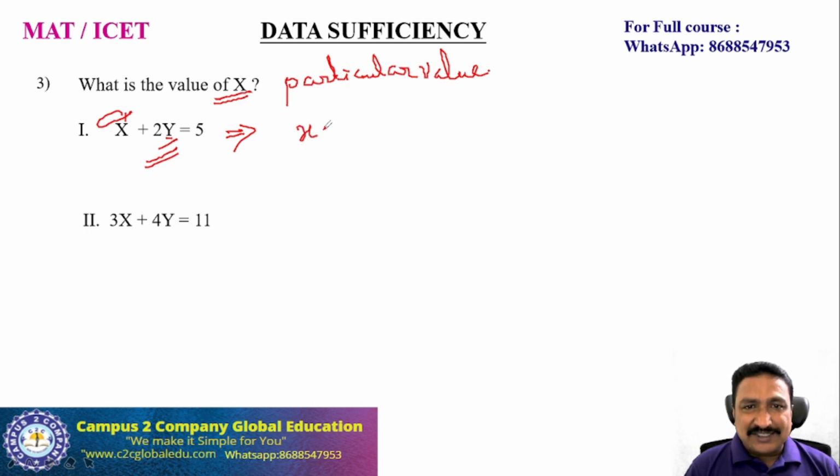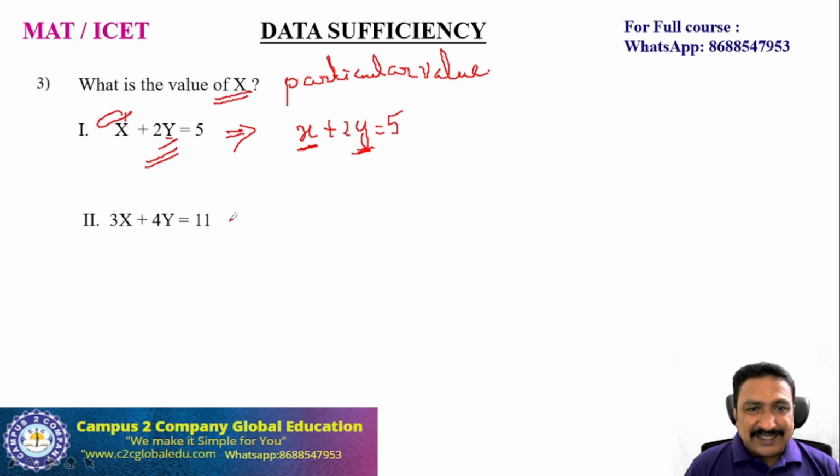Here we have a simple equation having two variables, x plus 2y. Whenever there are two variables, we require two equations. But in this case, they gave only one equation. That's why we cannot find the value of x from the first statement.